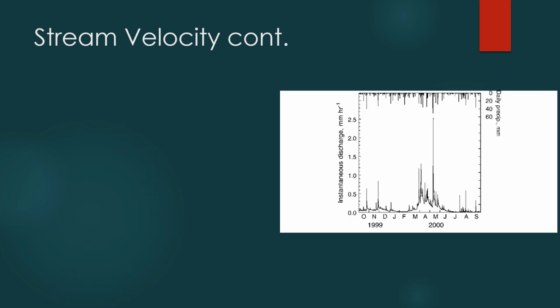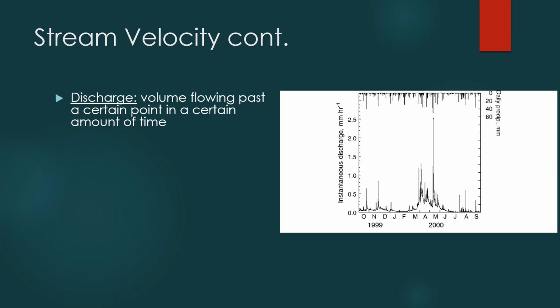The final main factor that influences stream velocity is the discharge of the river. Discharge is just referring to the volume of water that's flowing past a certain point in a certain amount of time. It's how we measure discharge. Pretty much it's just how much water is flowing through the stream channel. We can calculate this easily.